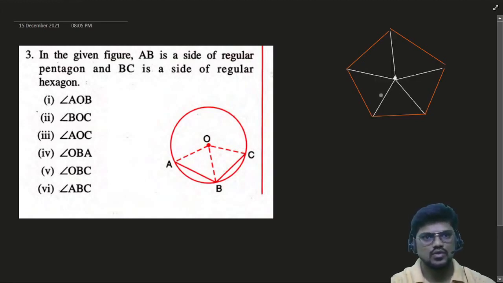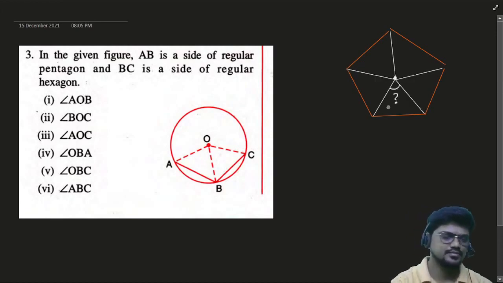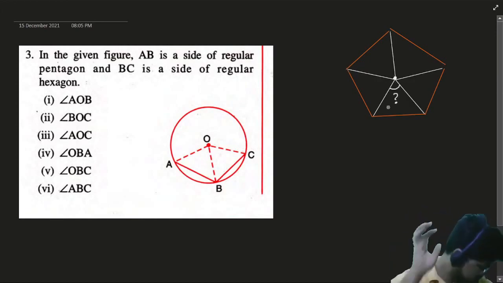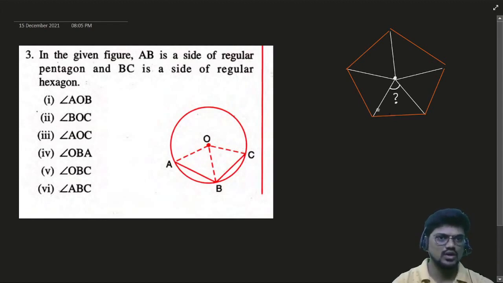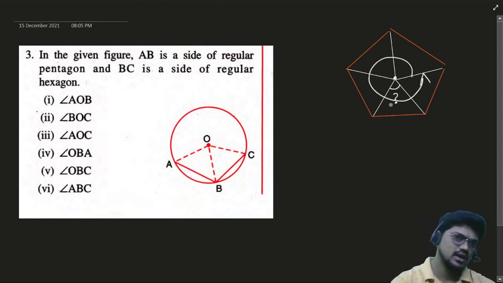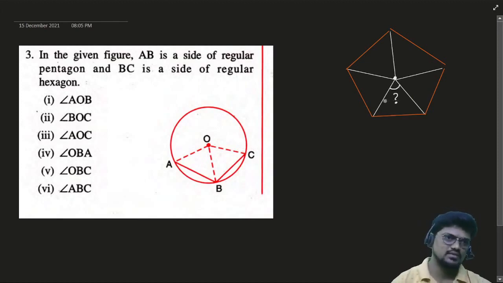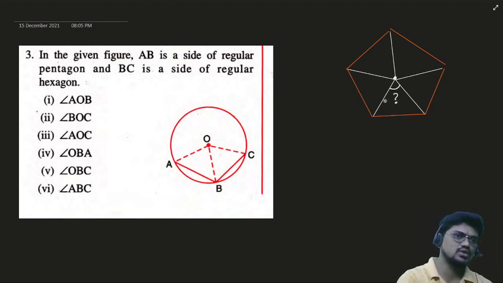So tell me, what will be this angle? 360 divided by 5, if it's a regular pentagon. I hope everyone is getting it. Since the total angle is 360 degrees, the total round angle is divided into five equal parts. So each angle will be 360 divided by 5, whatever you get, that will be each angle.